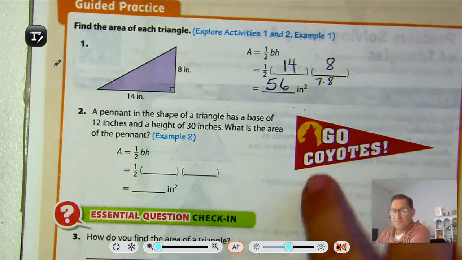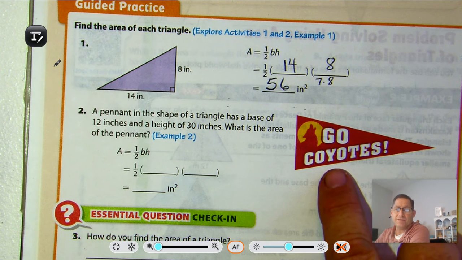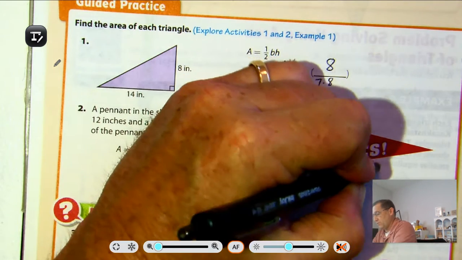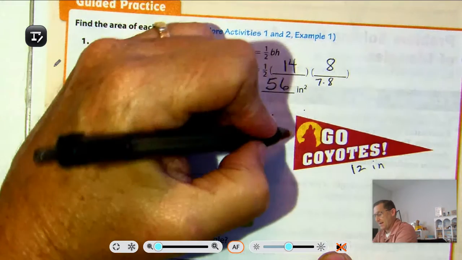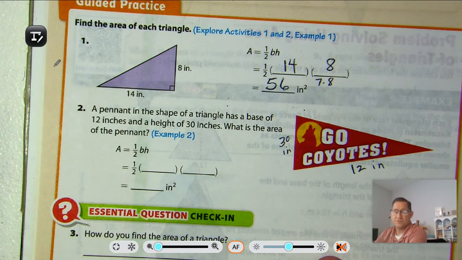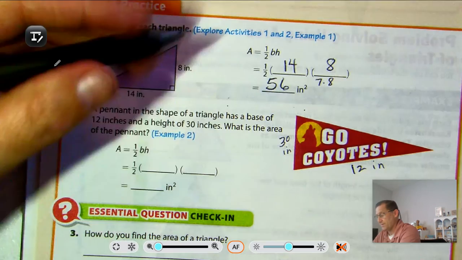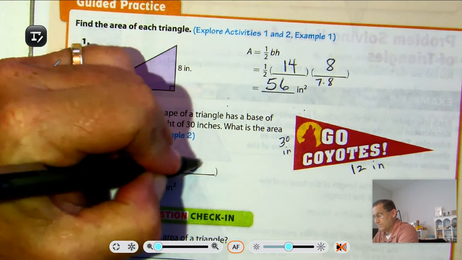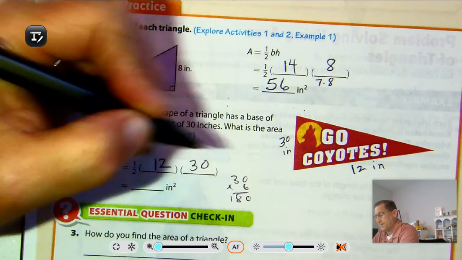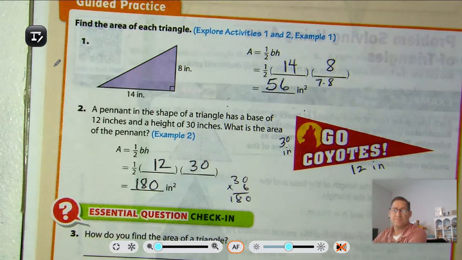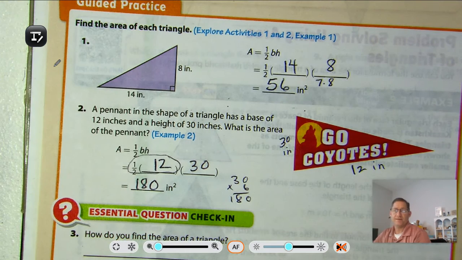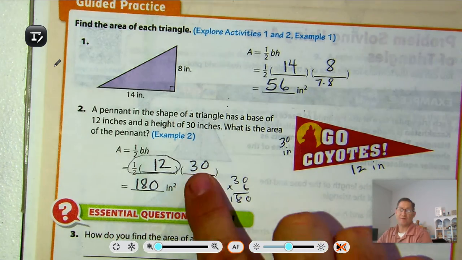Number 2, we have this pennant here, and it's in the shape of a triangle. It has a base of 12 inches, and it has a height of 30 inches. We'll just substitute those into the formula. So half of 12 times 30, 6 times 30 is 180. Where did I get the 6 from? I took half of 12. Half of 12 is 6, and then we have to multiply by 30.